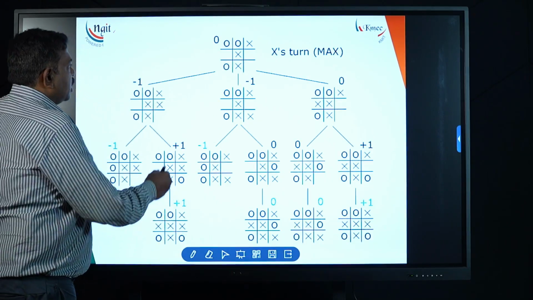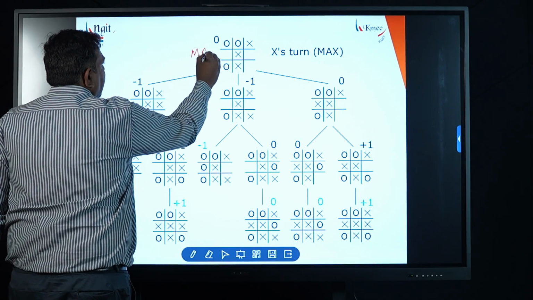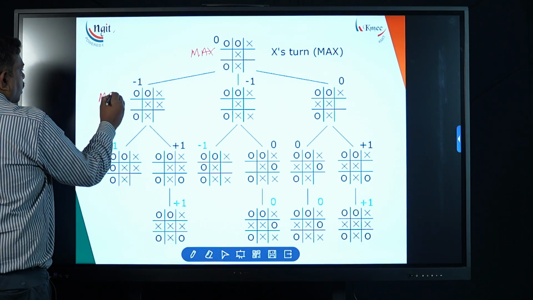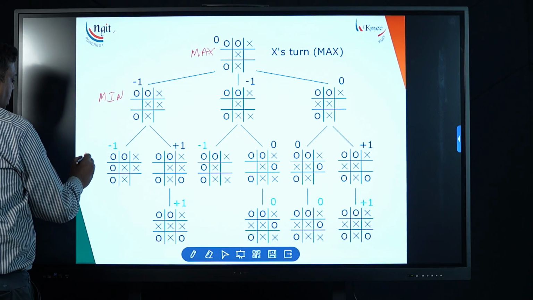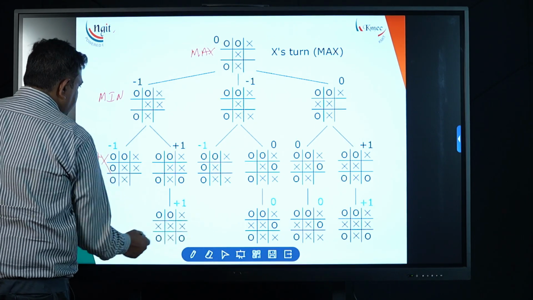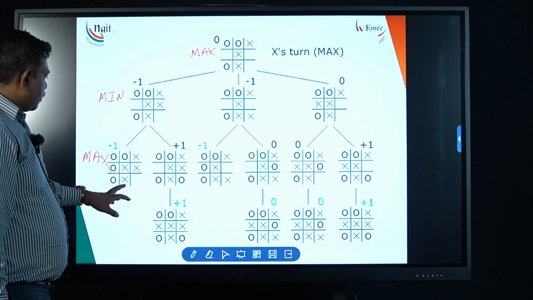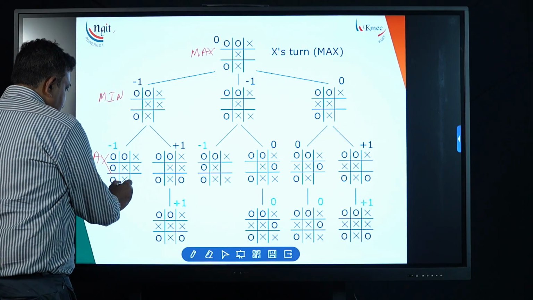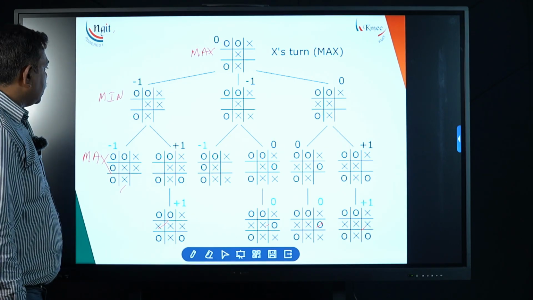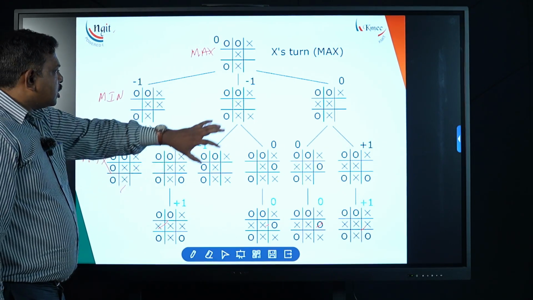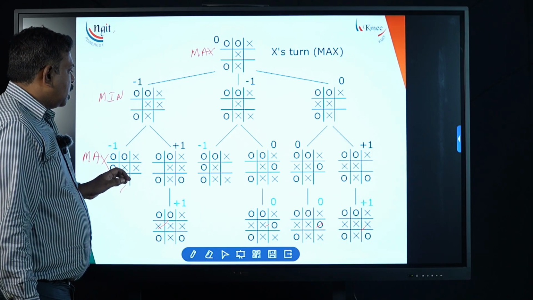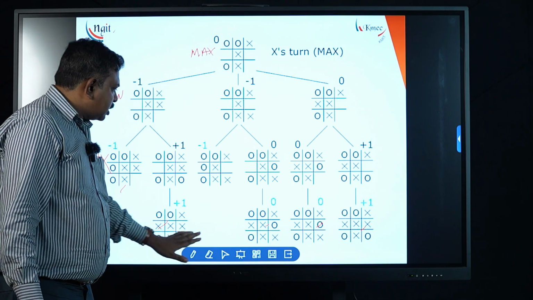Suppose this is the tree. x means max, so this is the max level. At this level min is playing, and at this level max is playing. These are all leaves, and they show whether you win or lose the game. Now after constructing the entire game tree, see the leaves.